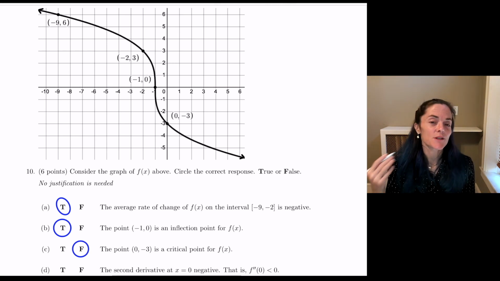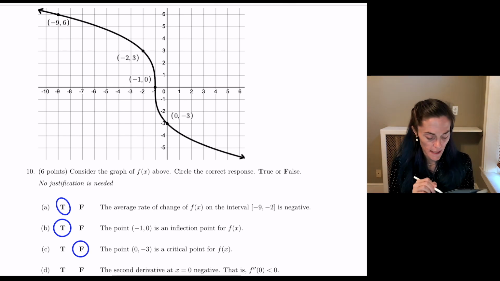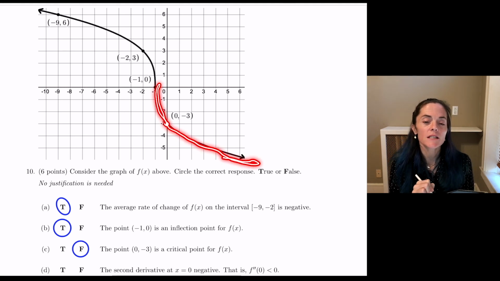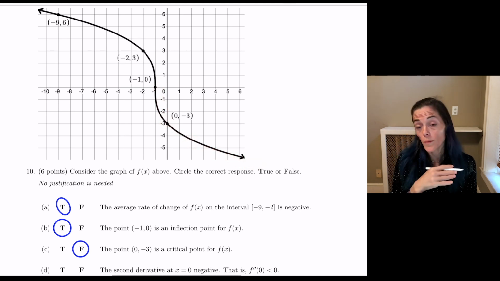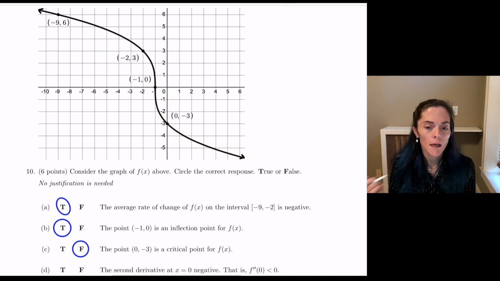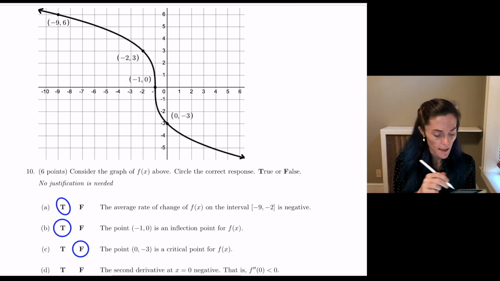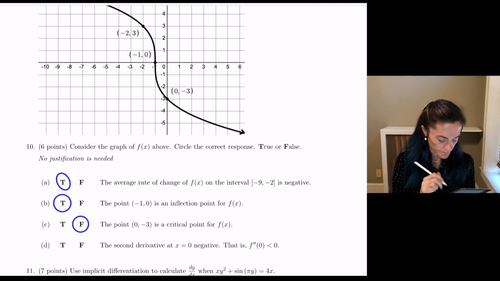Finally, the second derivative at x equals 0 is negative. Well, here is the point at x equals 0. We can see here, this function is concave up on the interval, let's see, open, say, -1 to infinity. In particular, the second derivative at x equals 0 would be positive. So this is false.